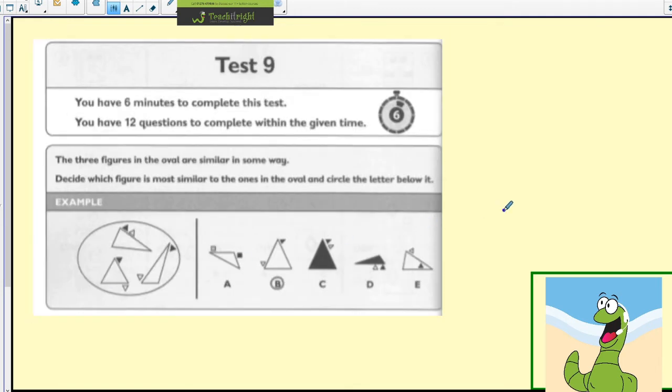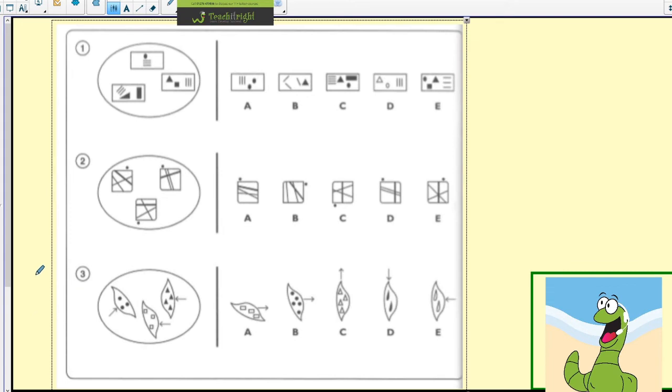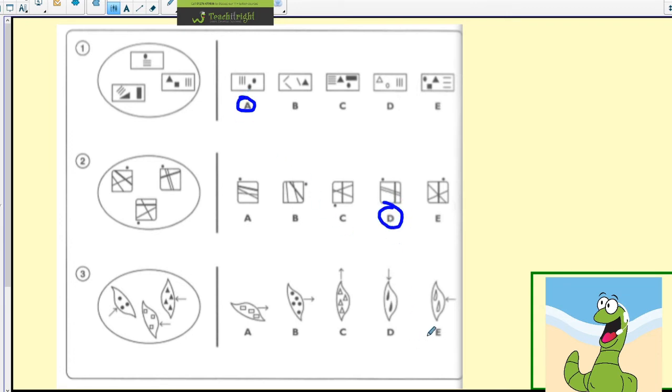Right, next up is test 9. So for test 9, you need to find the similarity of the shapes in the oval, and then again, find out the one that is most similar. Much the same as we did before. Again, I'll go through, I'll read out the answers and give you reasons. So question 1 is A, 2 is D, 3 is E.